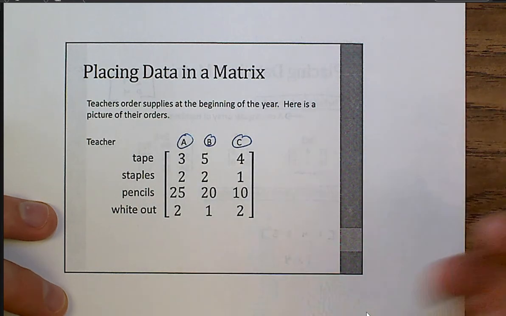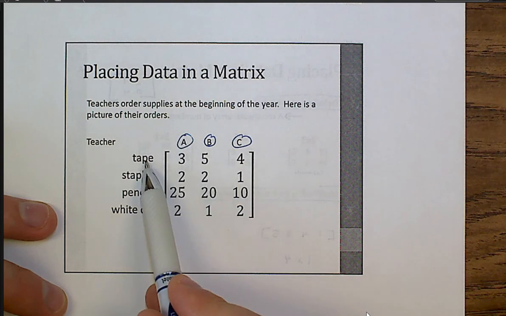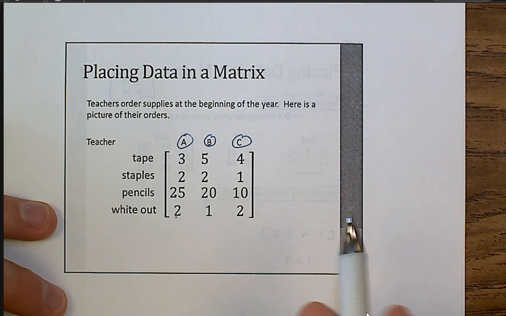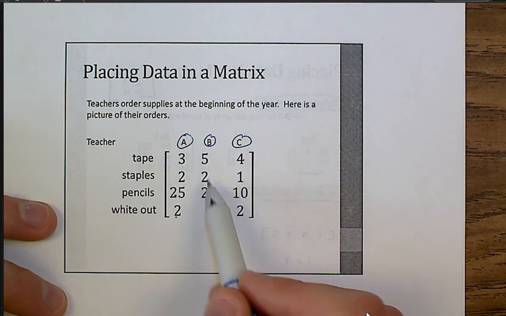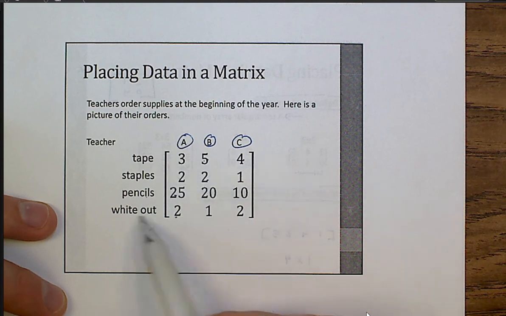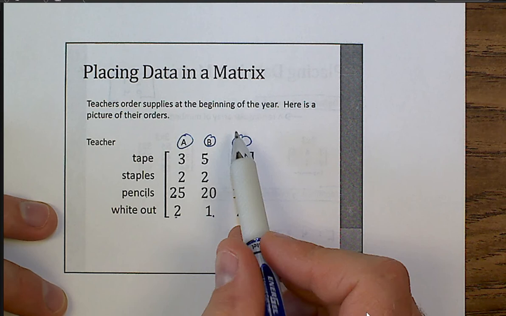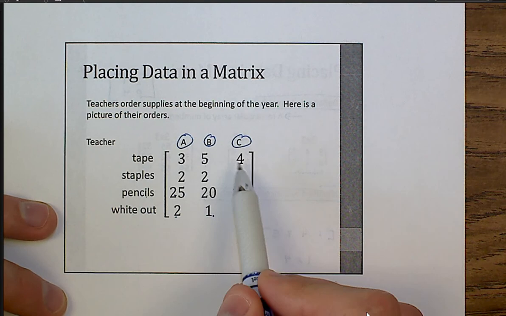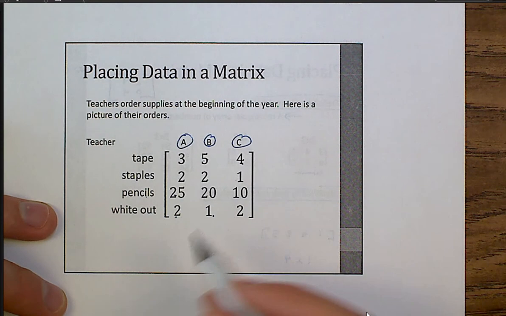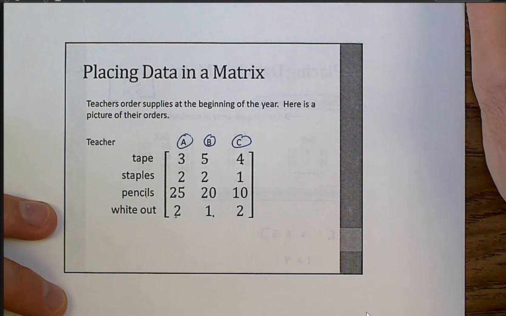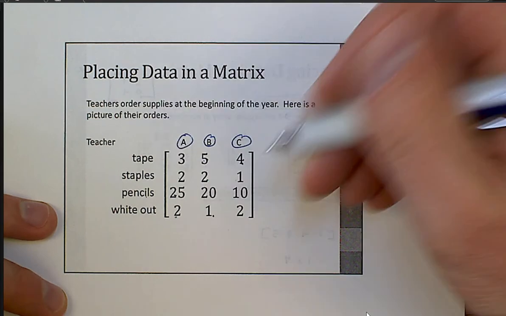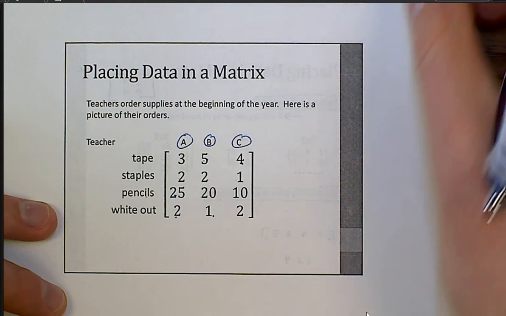For example, Mr. Skelton bought 3 rolls of tape, 2 staples, 25 cases of pencils, and 2 cans of whiteout. Mr. Panning had 5 boxes of tape, 2 staples, 20 pencils, 1 case of whiteout. Mr. Middleton is the third column: 4 tapes, 10 pencils, 1 staples, and 2 whiteouts. So you kind of get the idea there. It's just being able to apply a real world situation to a matrix, make sure you can identify the elements that go with each row and column, okay?